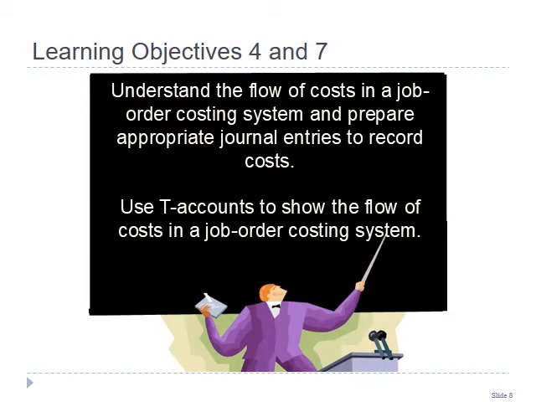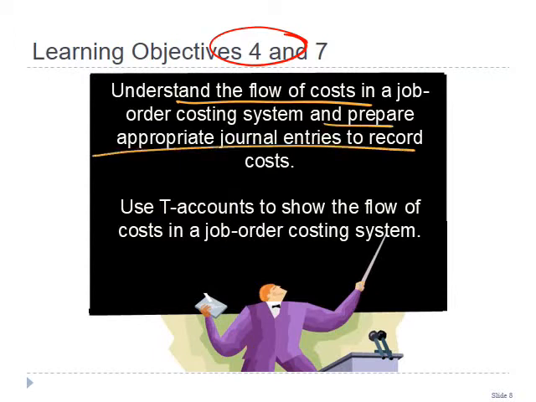So let's move towards our next learning objective. So here I am combining learning objective 4 with learning objective 7. So learning objective 4 was to understand the flow of cost, which we just completed in our previous slides, and the other part of learning objective 4 was to prepare appropriate journal entries to record the cost. Our seventh objective is the use of T accounts to show the flow of cost in a job costing system.